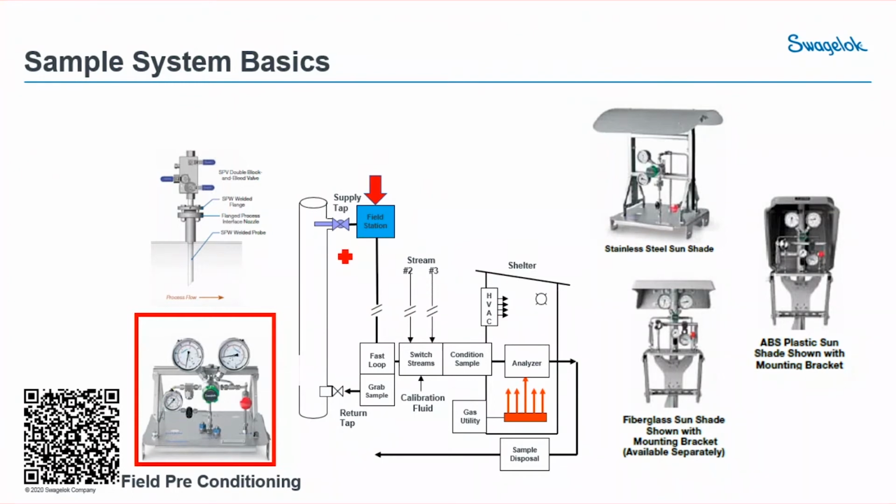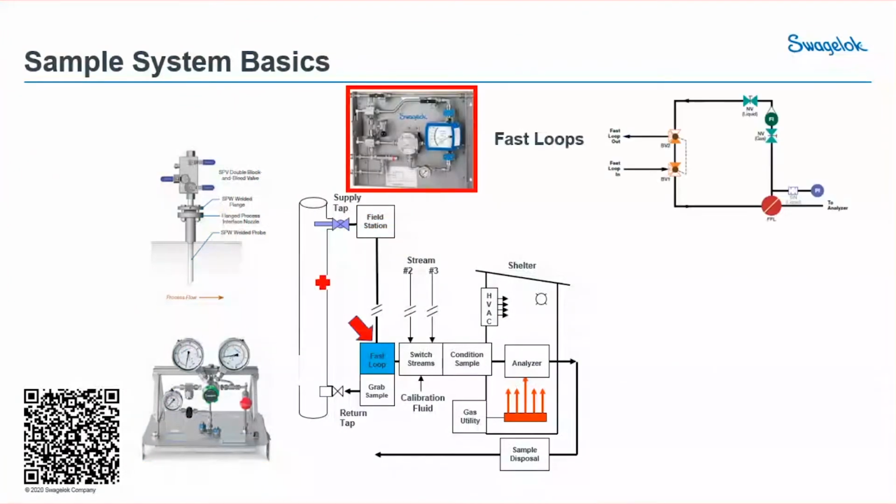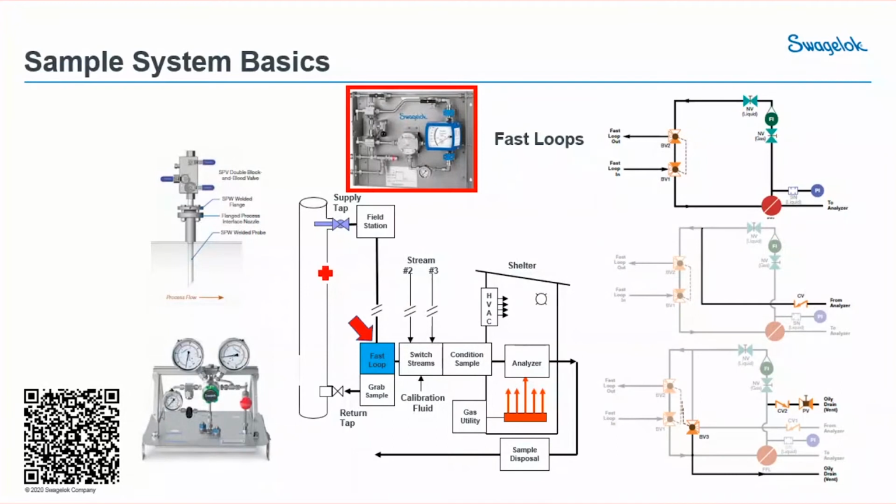Then you have what we call a fast loop, typically with long transport lines. To improve that time or response time, customers do put in fast loops so that they can actually enhance the response time of your sampling system. As you can see here, there are many different other designs that we use in a fast loop, but we shall not go that in depth today about that.